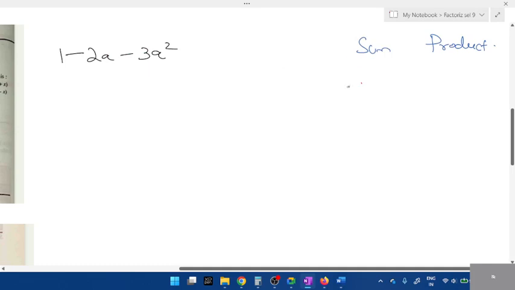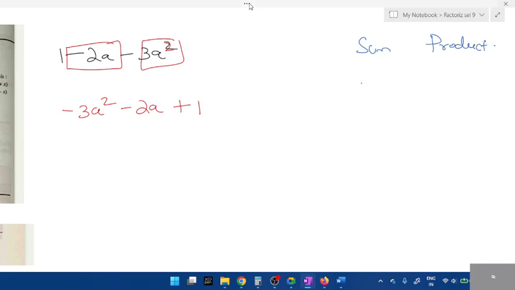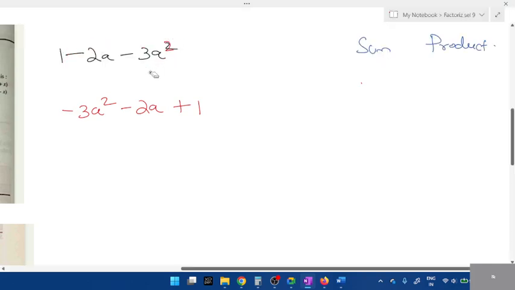So before solving sum and product, students, remember, whichever has degree 2 should be written first, like this, 3a square. Then whichever has degree 1, you should write it like this. After that, you should write the number. So we have plus 1 here. Okay, this is the first step. So what's the first step? Whichever has degree 2, then degree 1 and the number.